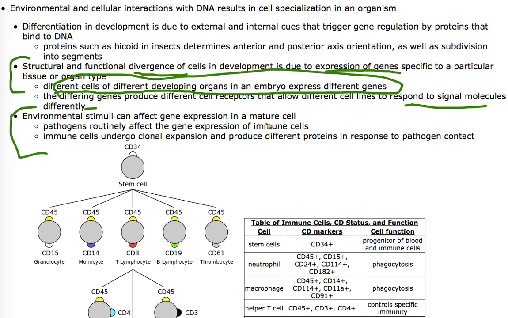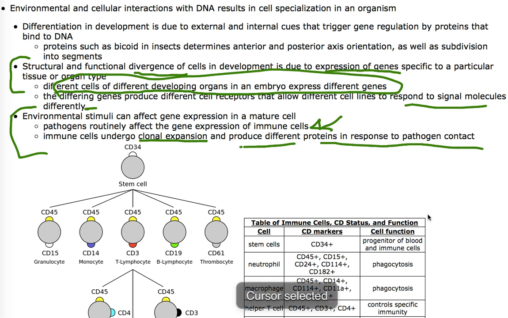Environmental stimuli can affect gene expression in a mature cell. Pathogens routinely affect the gene expression of immune cells. So when you get infected with a virus or a bacteria, your immune cells experience specific types of gene expression that allow them to manufacture lots of antibodies, which in turn causes the destruction of the pathogen. To do this, they undergo, if you remember, a clonal expansion. Immune cells undergo clonal expansion and produce all kinds of different proteins in response to the pathogen so that they can end up controlling the infection.